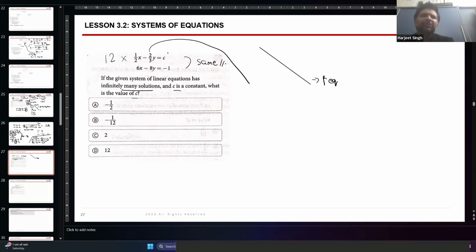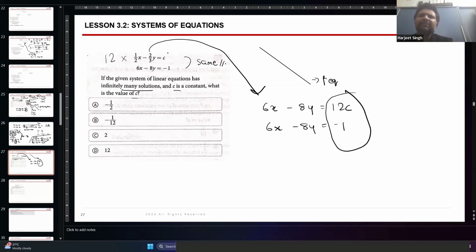So this equation becomes 6x minus 8y equals to 12c. And the other equation is 6x minus 8y equals to minus 1. Both are same, which means by comparison, both these terms should be equal. So c is minus 1 by 12.